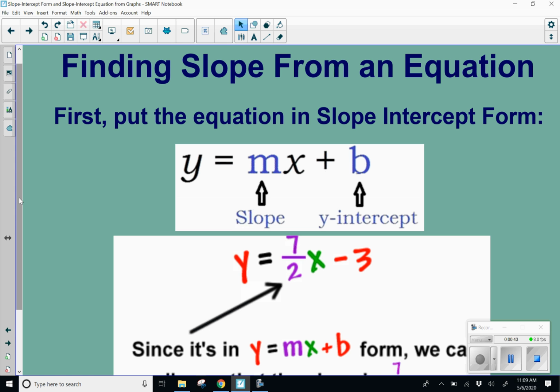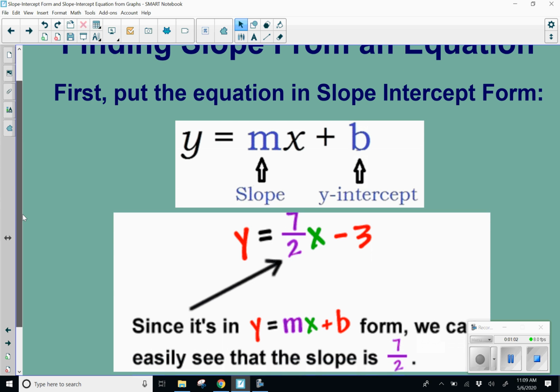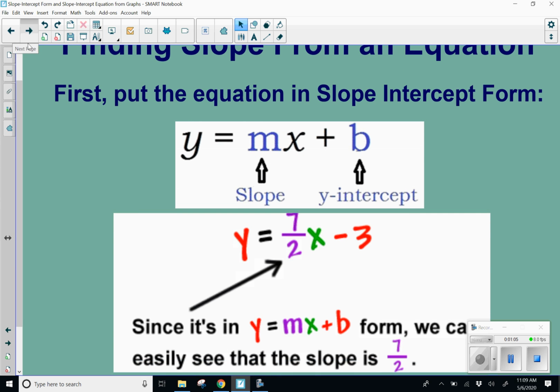Now remember, if you have a negative slope, it means that your line should be going down as you go left to right on your graph. And if you have a positive slope, your line should be going uphill or upwards as you go from left to right on your graph. A horizontal line means a slope of 0, and a vertical line means that you have an undefined slope.